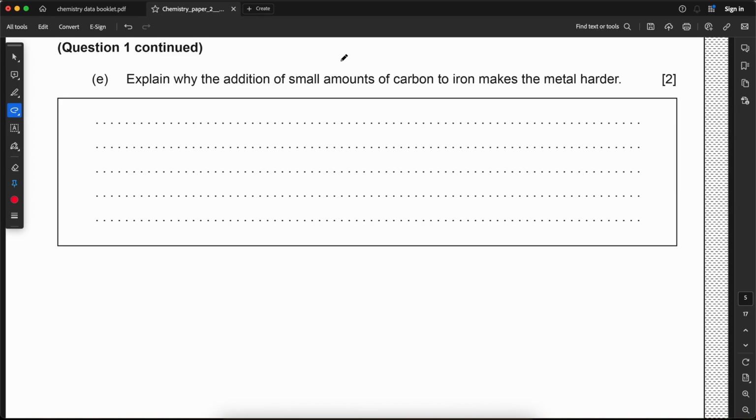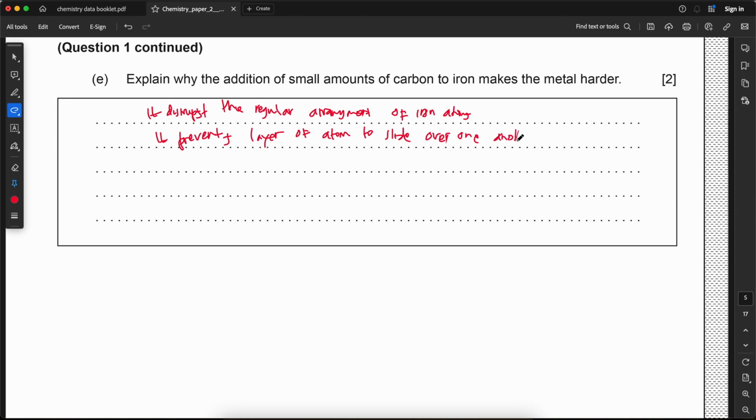Explain why the addition of small amounts of carbon to iron makes the metal harder, because it disrupts the regular arrangement of iron atoms, and it prevents layers of atoms from sliding over one another. In the case of iron, it has a regular arrangement.